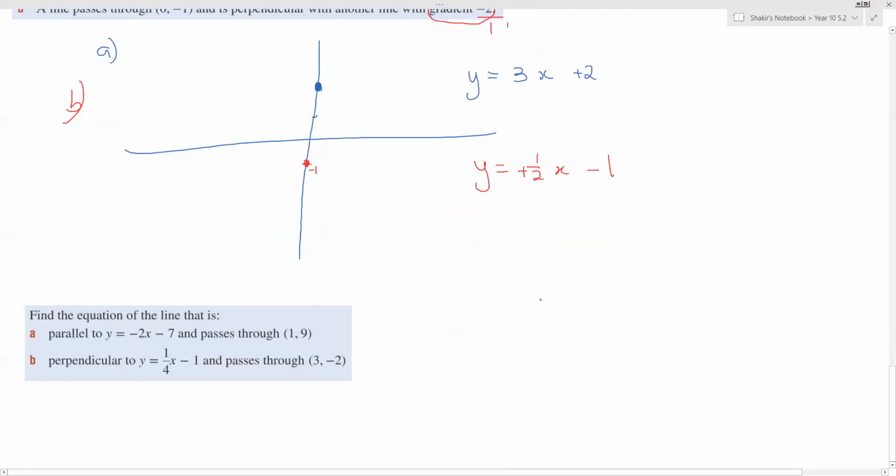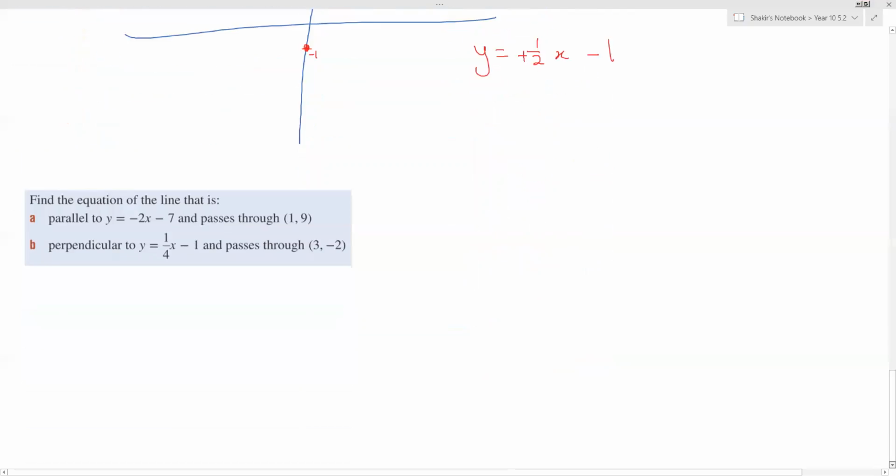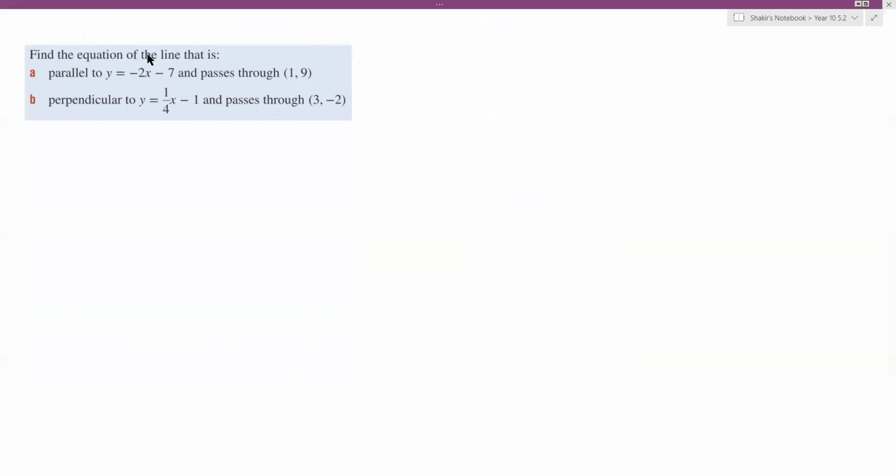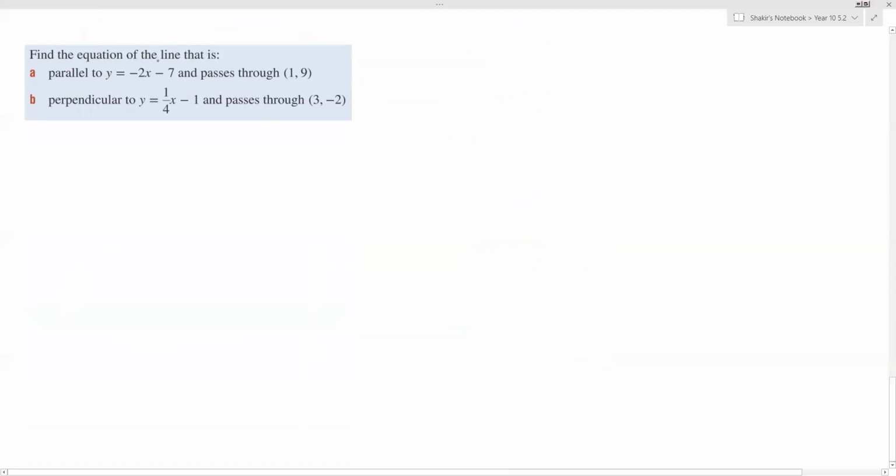Moving on. The last worked example for today. Find the equation of the line that is parallel to this and passes through there. Okay, so let's have a look.